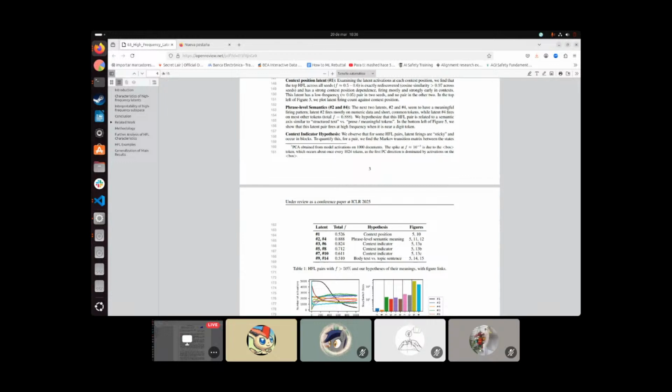Okay, so they say this is a high frequency related pair, so the one is just the negative of the other. I guess that's what they mean. It's related to semantic access, similar to structured text versus prose, meaningful tokens.